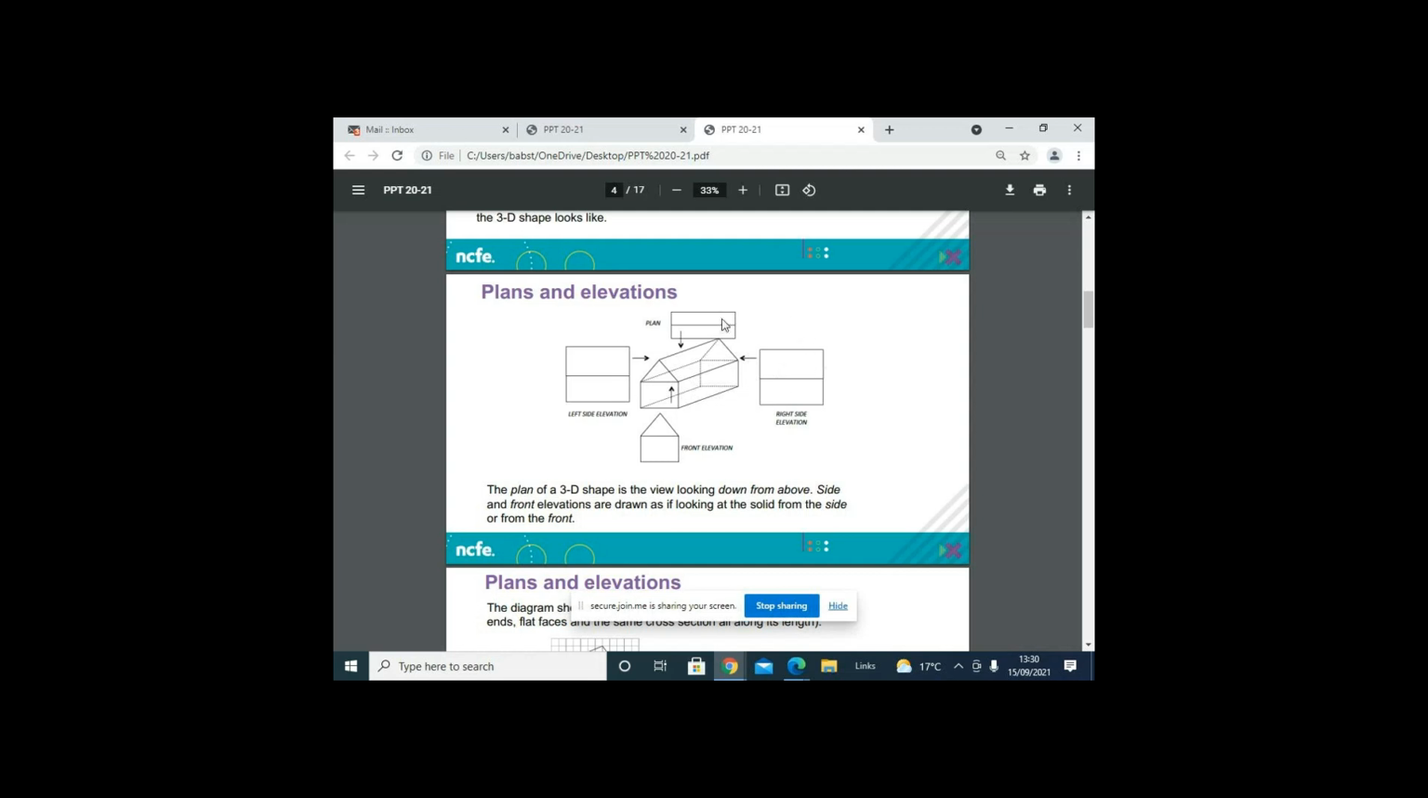All these things, they are 2D representations because they only have 2 dimensions. They are 2D representations of what? Of a 3D what? Of a 3D shape.